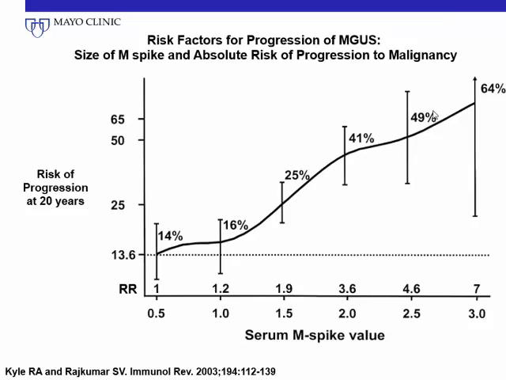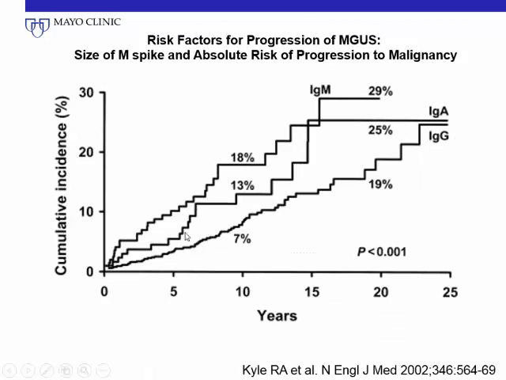One is how much monoclonal protein we have. So this slide shows you the bigger the monoclonal protein size, the greater the risk of progression. So a 2-gram M spike has a much higher risk of progression than a 0.5-gram M spike. The type of M spike also is the second risk factor. So IgM has a higher risk of progression than IgA, and IgA has a higher risk of progression than IgG.